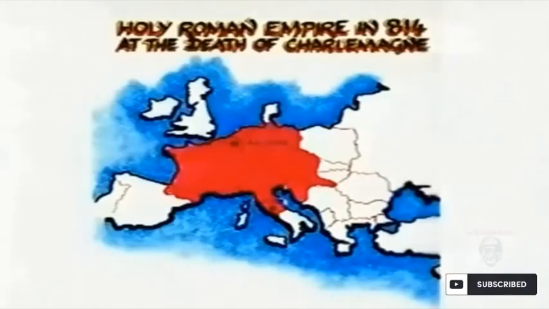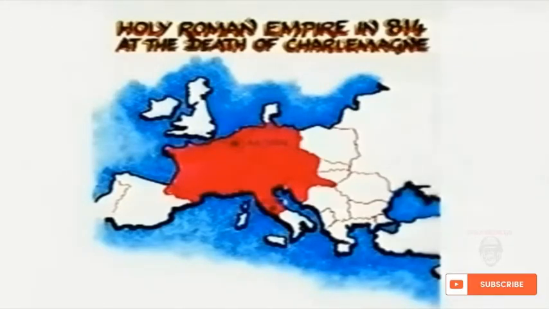So then here's our first map. Now, this is the Holy Roman Empire in the year 814. This is the year that Charlemagne died. Notice the extent of Charlemagne's empire. He combined together the beast of the earth and the beast of the sea. He ruled over the whole of France and the whole of Germany and the whole of Central Europe. His kingdom extended just a little southwards into Spain and southwards also into the Italian peninsula.